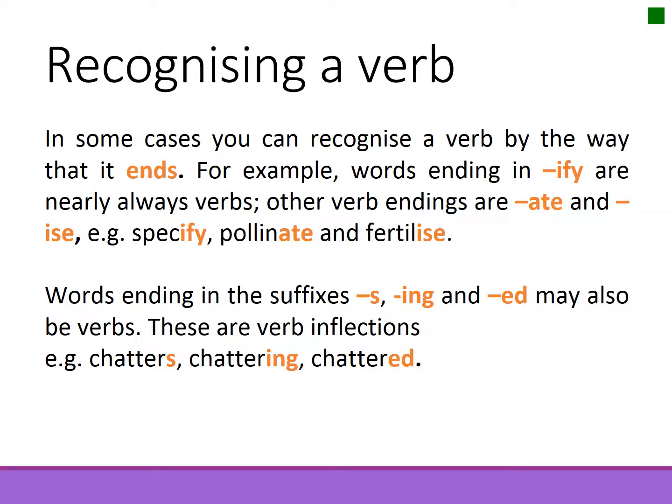So how do you recognize a verb? In some cases you can recognize a verb by the way it ends. For example, an ending ify is nearly always a verb. Other verbs sometimes end with ate or ise. For example, specify, pollinate, and fertilize. Words ending in the suffix s, ing, and ed may also sometimes be verbs. And these are verb inflections: chatters, chattering, and chattered.